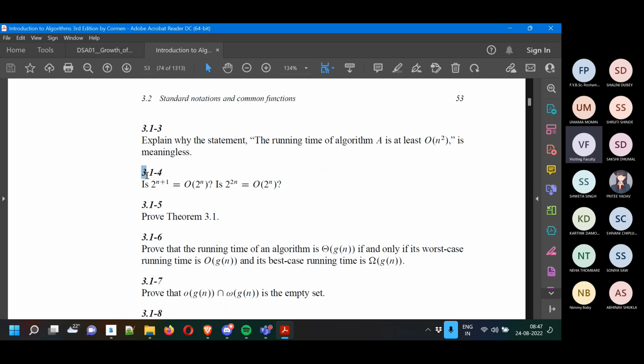So example 3.1.4. Okay. So what do you think about this? Is 2 to the n plus 1 big O 2 to the n? Now work it out. Now you have paper and pen in your hand. Now try working it out and give me an answer in 2 minutes. Is 2 to the n plus 1 big O of 2 to the n?